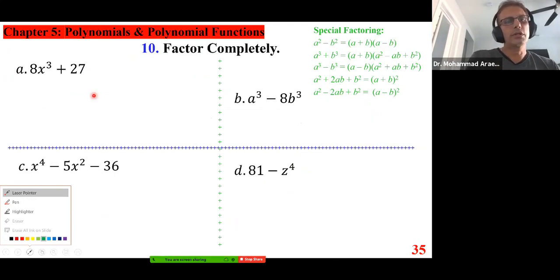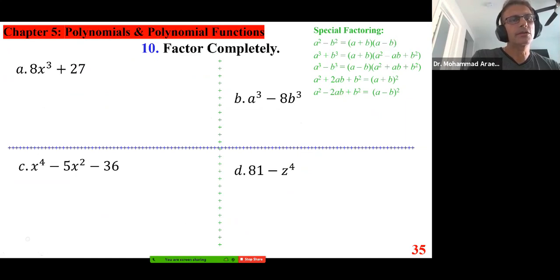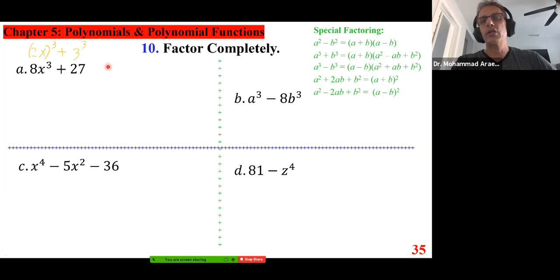So notice this is 2x cubed. This is 3 cubed. So we are looking at a cubed plus b cubed. So you can locate a cubed plus b cubed where a is 2x and b is number 3. So basically replace it here. So a plus b, 2x plus 3.